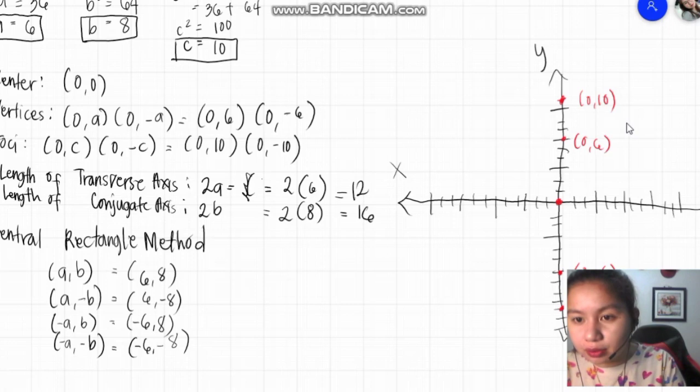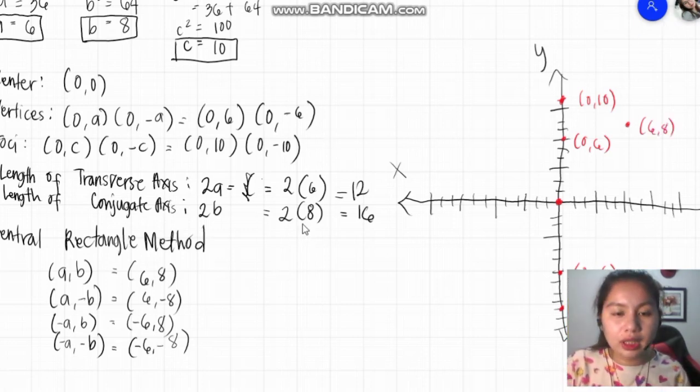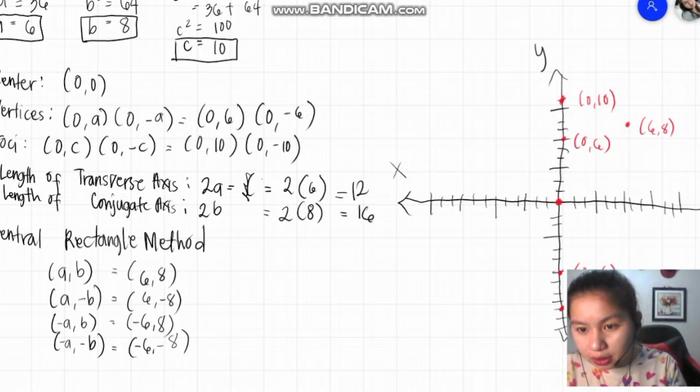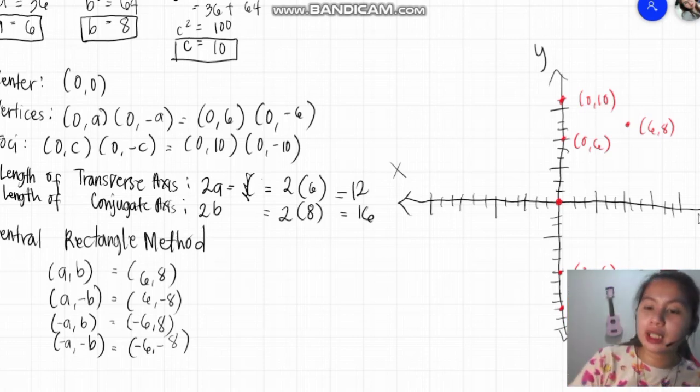Ayan. Mahirap kasi kapag naka-digital pen. Ito yung ating 6, 8. And then, we have 6, negative 8. So, 6, and then negative 8. Nandito siya. Ito. 6 and negative 8. Ayan. So, itapat nyo na lang kapag ginawa nyo sa notebook nyo. Mahirap kasi dito ipakita na magsakto talaga.